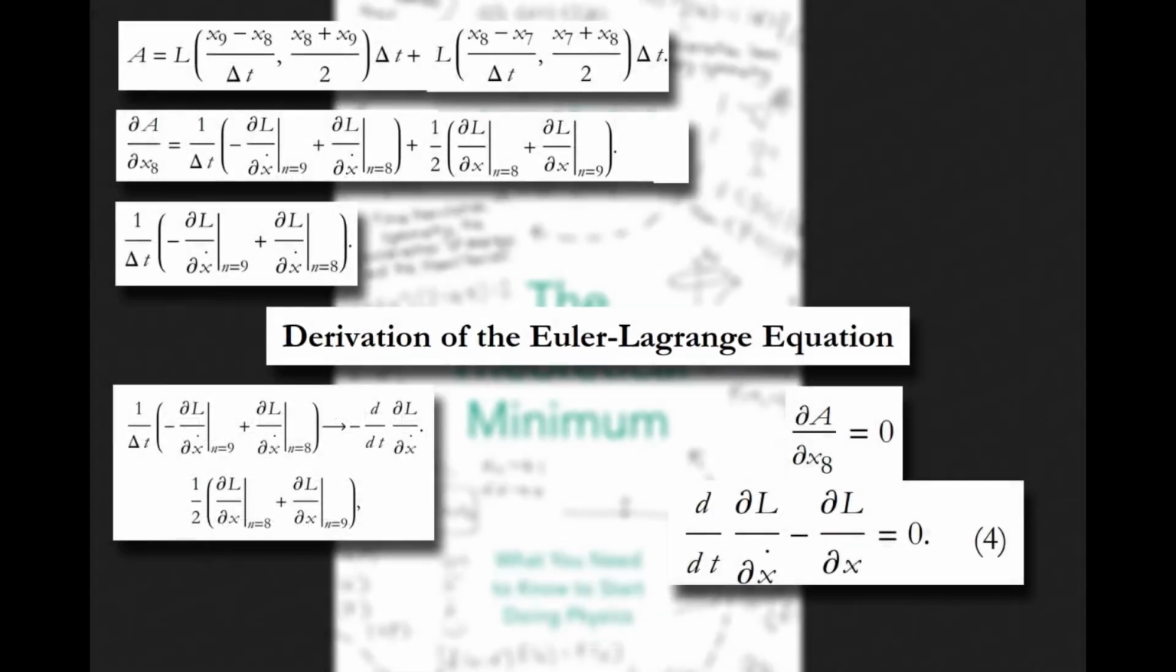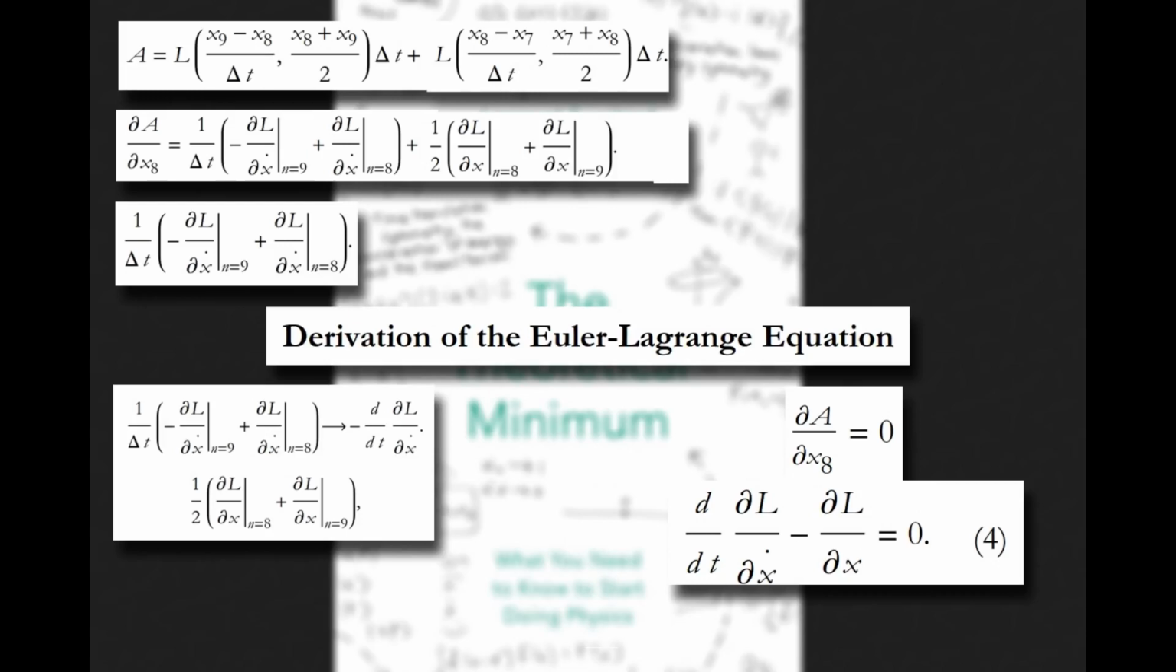The derivative of A with respect to x8 is: dA by dx8 equals 1 by delta t, inside bracket, minus the partial derivative of Lagrange with respect to x dot at n equals 9, plus the partial derivative of Lagrange with respect to x dot at n equals 8, plus half the partial derivative of Lagrange with respect to x at n equals 8, plus half the partial derivative of L with respect to x at n equals 9. The symbol with the vertical line n equals 8 is an instruction to evaluate the function at the discrete time n equals 8. To minimize the action with respect to variations of x8, we set dA by dx8 equals 0.